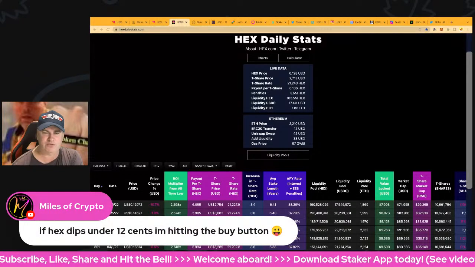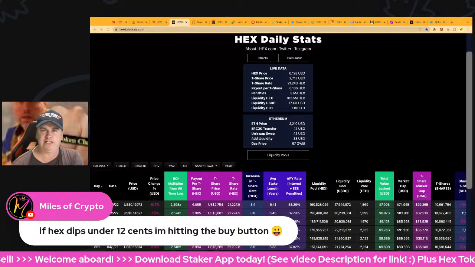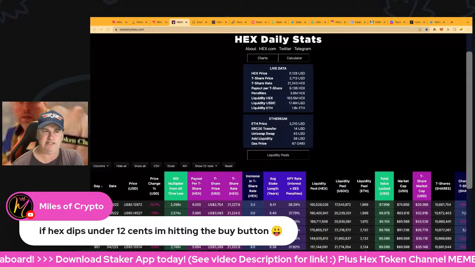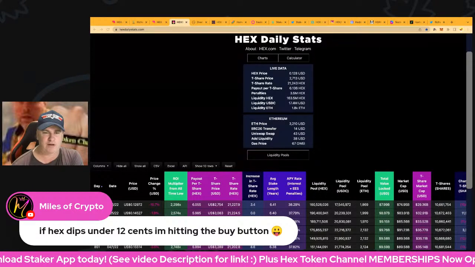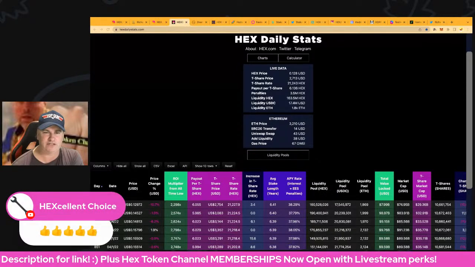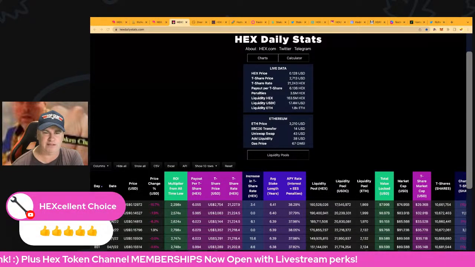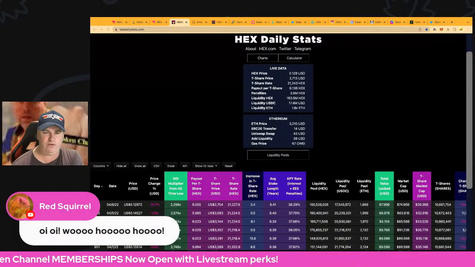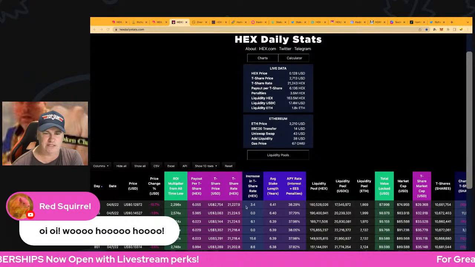If Hex dips under 12 cents, I'm hitting the buy button. Nice. Yeah, well, this is the thing. Once we get under 12 cents, people do start buying down to 10 cents. That's probably the case. We've still got people holding out for the 8 cents, right? Still got people holding out for that. Excellent choice says it's got the thumbs up there. And Red Squirrel, nice. I think we're almost up to the comments there.